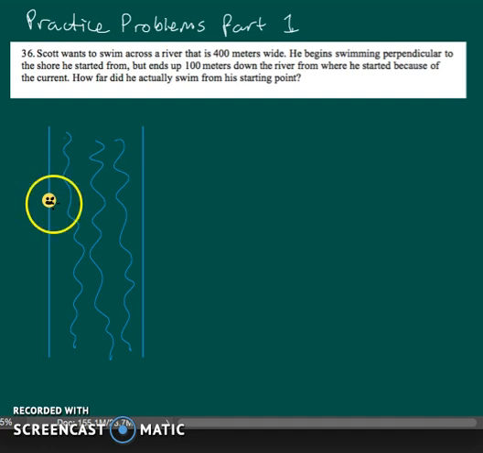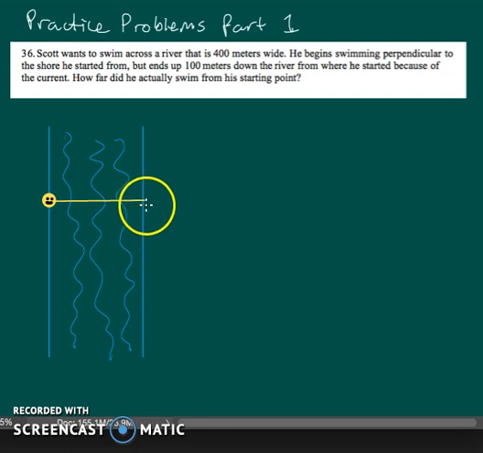So, perpendicular means if the shore is this vertical line here, the path that he wants to take is straight to the other shore, the shortest way to the other shore, which is going to be something like that. However, there is a current in the river. He ends up 100 meters down the river from where he started.